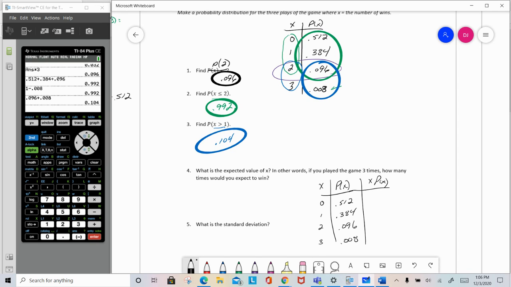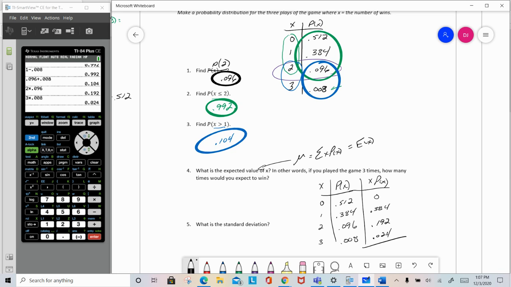Now, if I'm going to do this out by hand, I'm going to make another column that's x times P of x. Because remember, the expected value is equal to mu, or the sum of the x P of x values. That is what we call the expected value of x. 0 times 0.512 is 0. 1 times 0.384 is 0.384. 2 times 0.096 is 0.192. And then 3 times 0.008 should be 0.024.